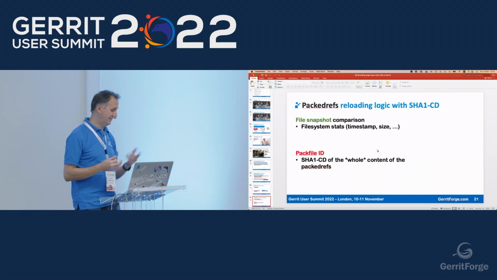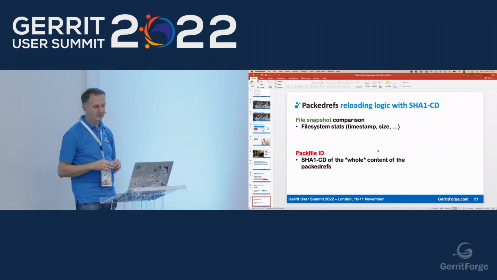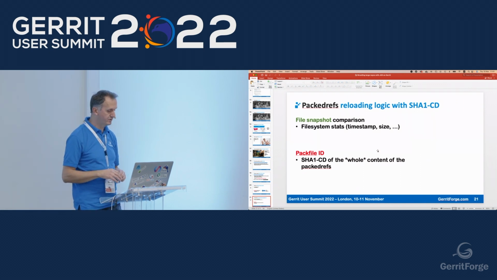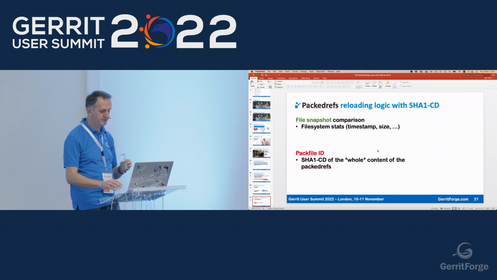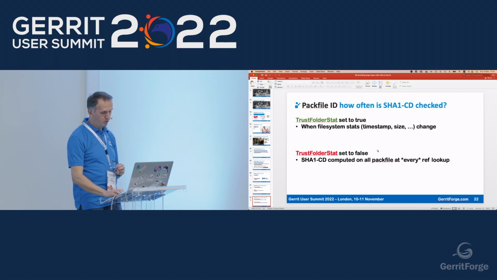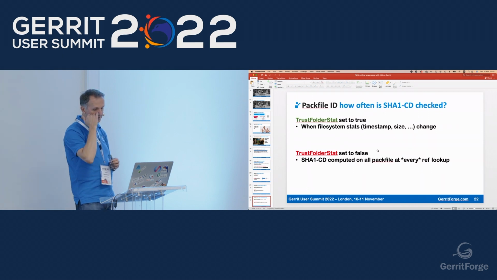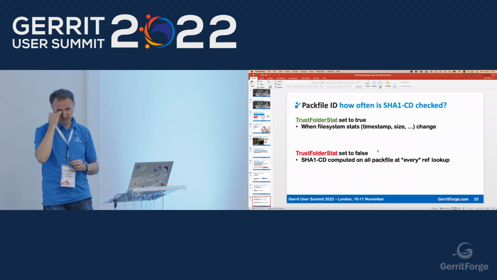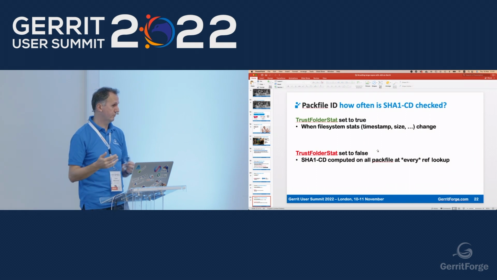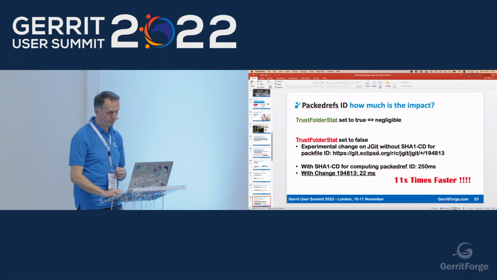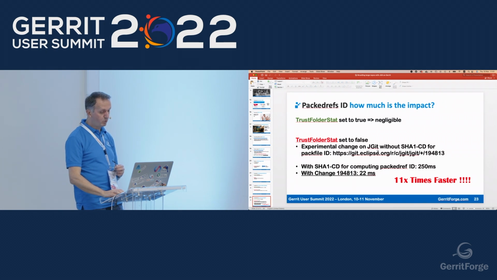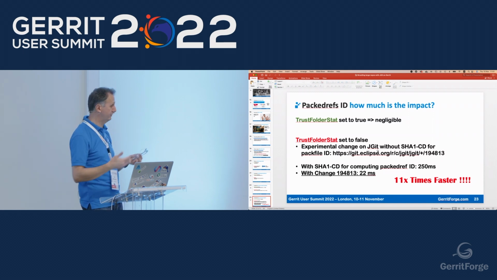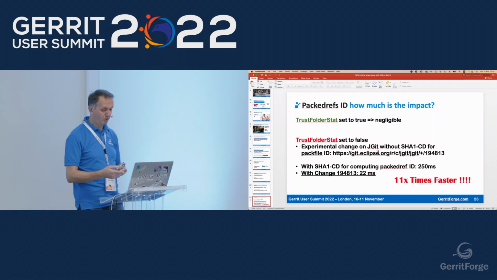We discovered that by testing, of course, and getting numbers. The reason why JGit does that, and this is a typo here, the packed refs ID, is that it wants to check if two files are the same. This gets worse when you run in HA, and we always run in HA, because of course you cannot trust the folder stats, and that was a big problem. So I made a small change: if we don't call SHA-1 CD, because we don't need to check if two files are the same, how much faster can it go? Only 11 times faster. And that was a no-brainer.